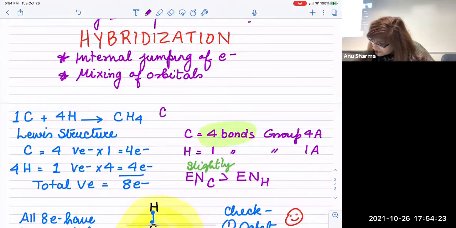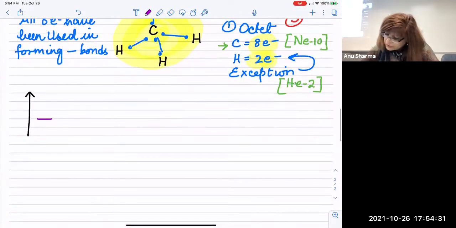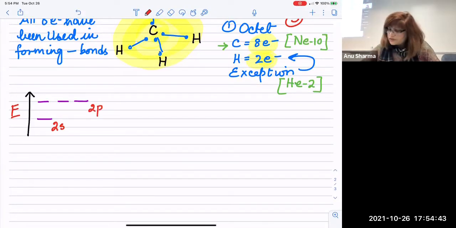Let me just do this here. Carbon 6 is 1s2, 2s2, and 2p2. So here, 2s2 and 2p. These are the p's. So this is the energy profile, the energy diagram. This is 2s, and this is the 2p. And in 2s, these are 2 electrons, and these 2 are lying like this.